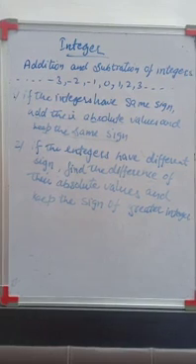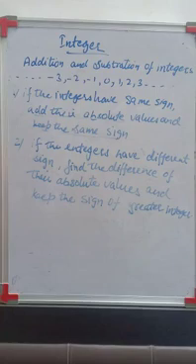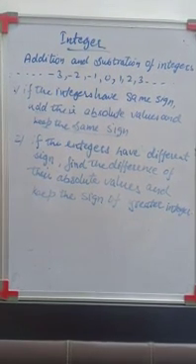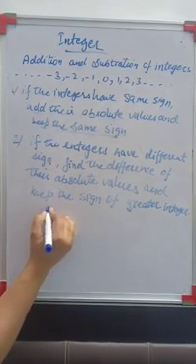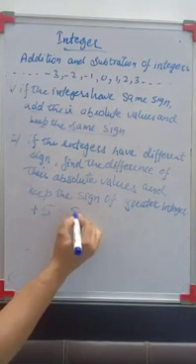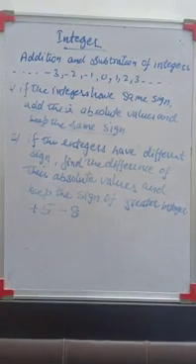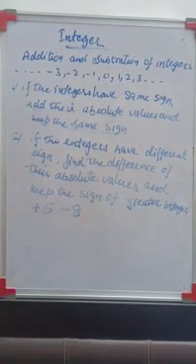Our second property is: if the integers have different signs, then find the difference of their absolute values and keep the sign of the greater integer. I will explain with an example. For example, I have plus 5 and minus 8. Both 5 and 8 are integers, but they have different signs. This one has a plus sign and this one has a minus sign.